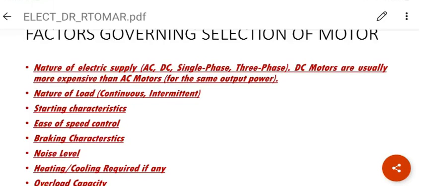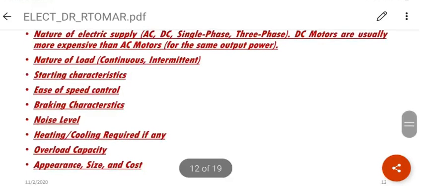Does the motor need cooling or heating during full operation? Can it handle overload? How does it look? Is it too big? Is it odd looking, or is it very well designed from cosmetic point of view?